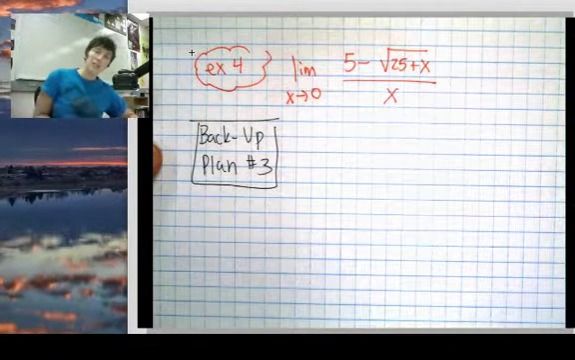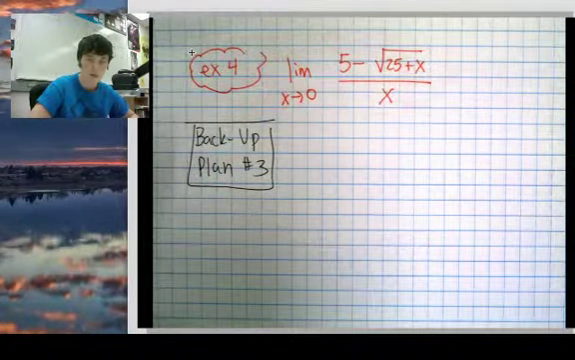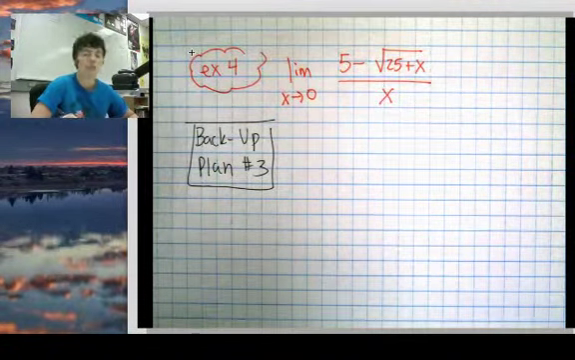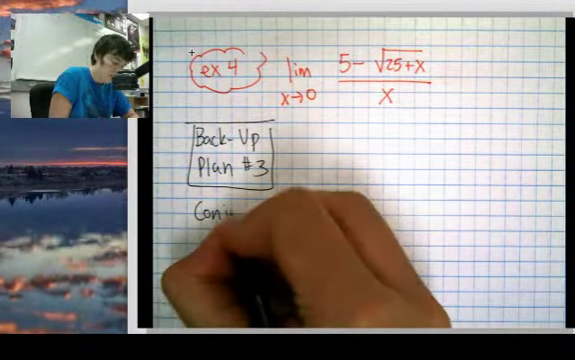The strategy on this one is we're going to multiply this thing by 1. And we have a fancy name for multiplying by 1. We call it the conjugate. You should remember this from last year.